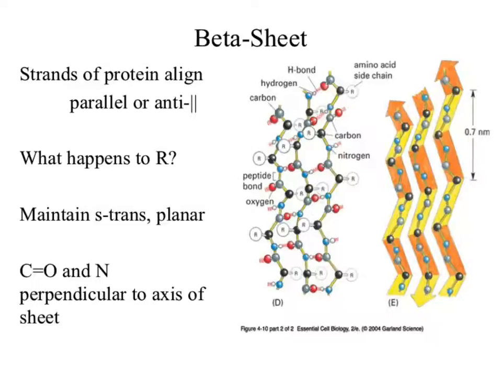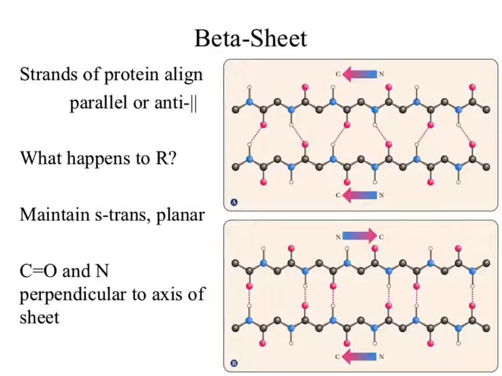Okay? So, our parallel versus anti-parallel. In the parallel case, what's happening? They're running in the same direction. We're going amine to carboxyl, amine to carboxyl. Okay, so that's what's happening in that top case. Is that obvious based on how it's drawn? For those of you saying, yeah, I can see the arrow, ignore the arrow.